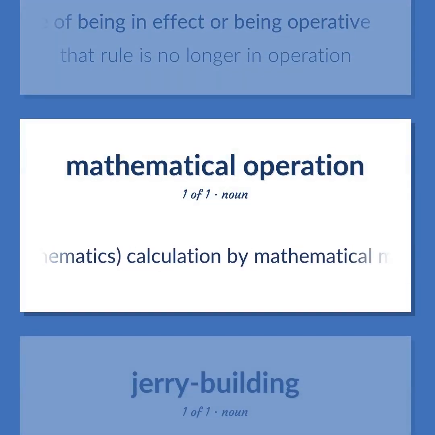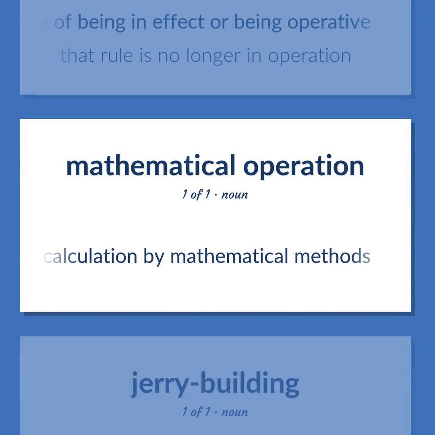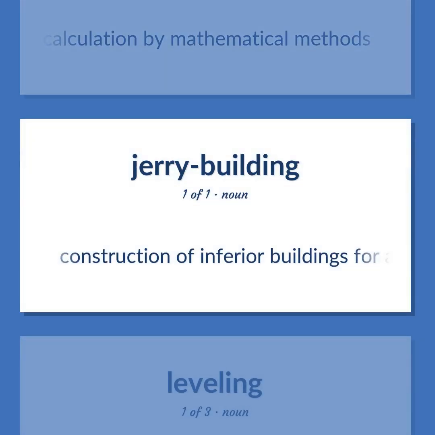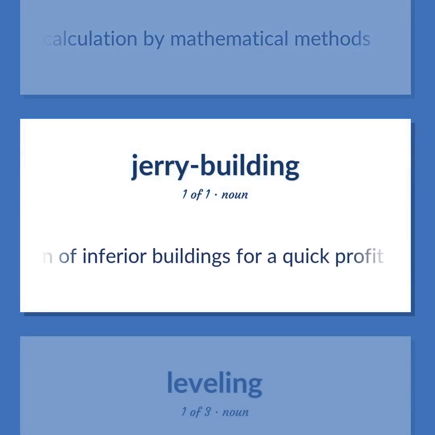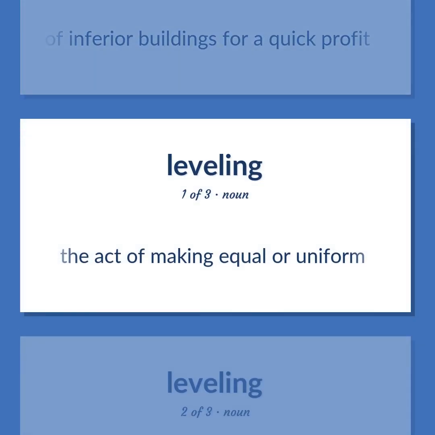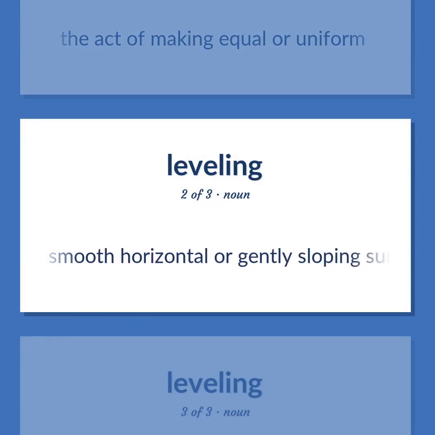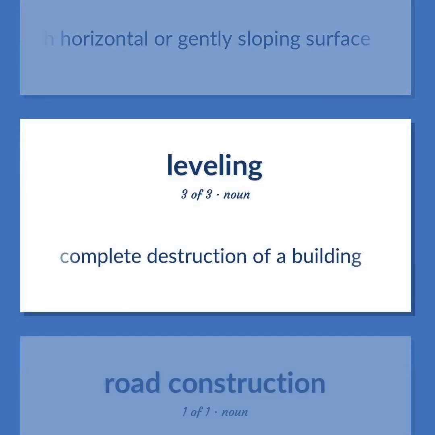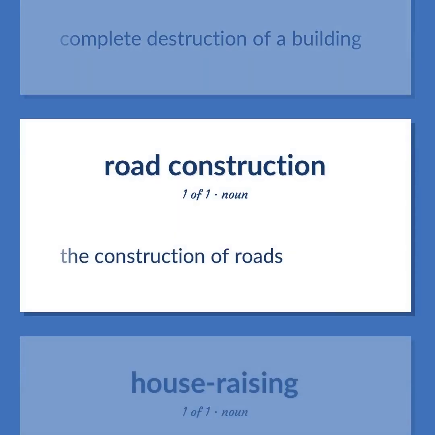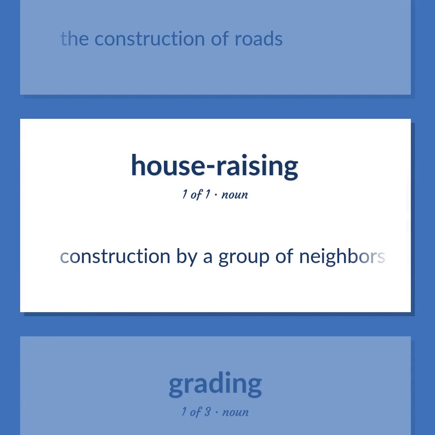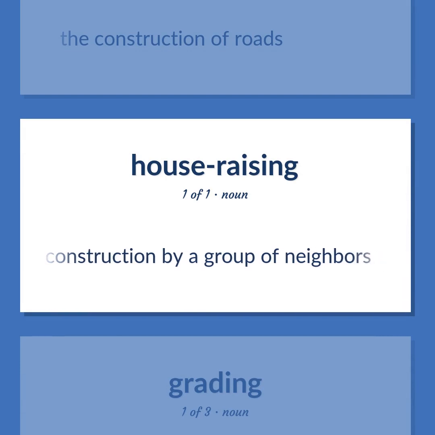Mathematics, calculation by mathematical methods. Construction of inferior buildings for a quick profit. The act of making equal or uniform. Changing the ground level to a smooth horizontal or gently sloping surface. Complete destruction of a building. The construction of roads. Construction by a group of neighbors.